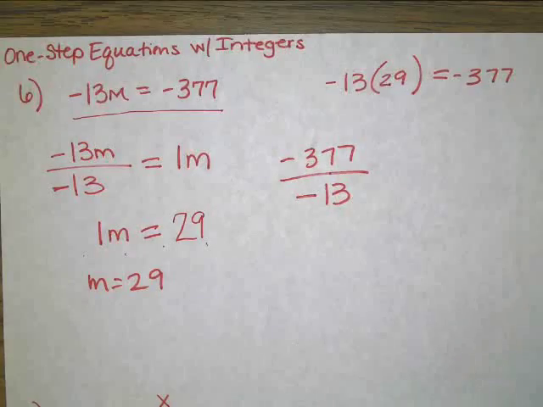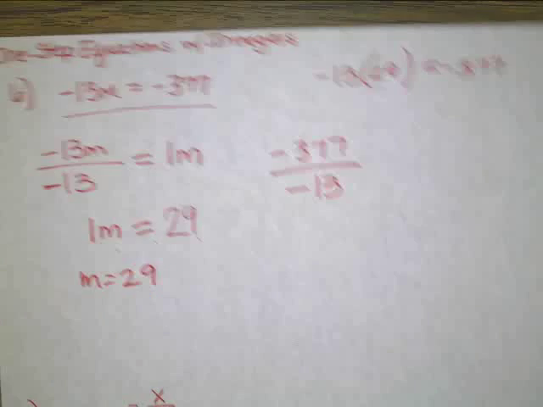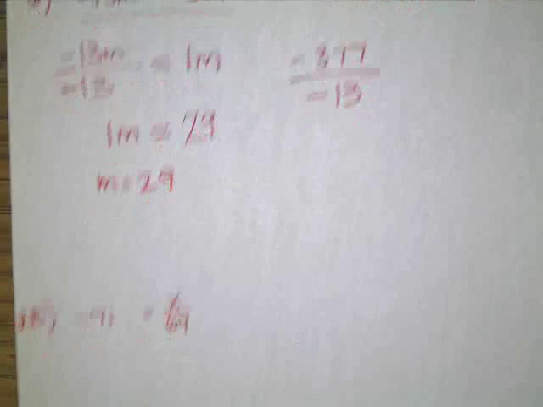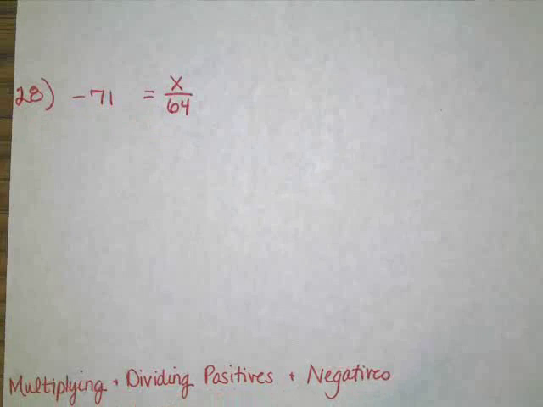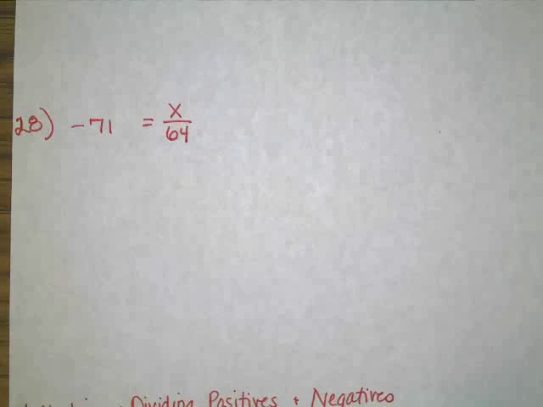Okay, so any questions on this? We're good? Okay, we're going to do one more. Back side of that sheet, number 28. You have to do 10 on this side of it too. It's just the same thing. 10 on each piece of paper.